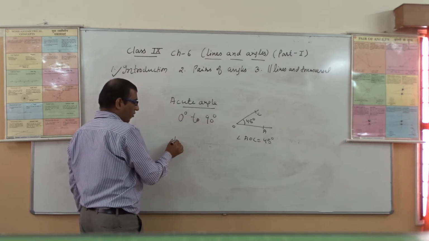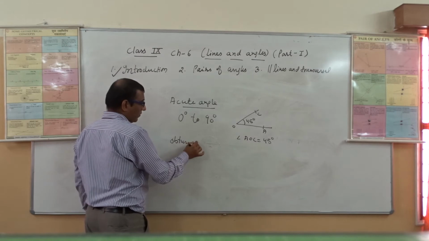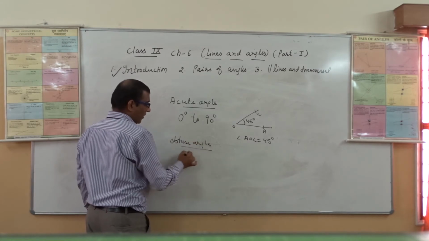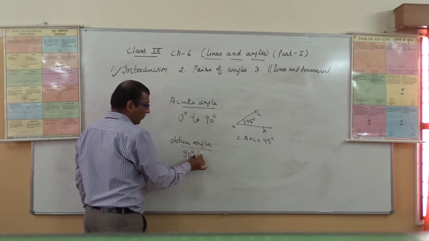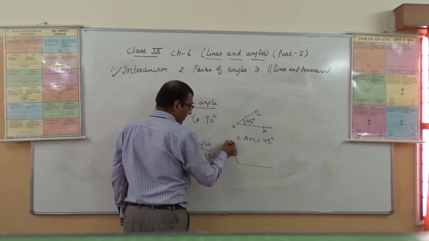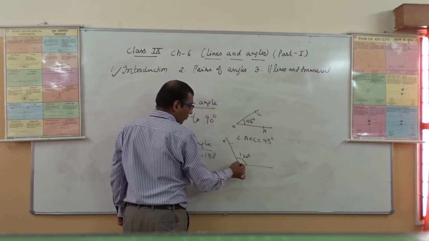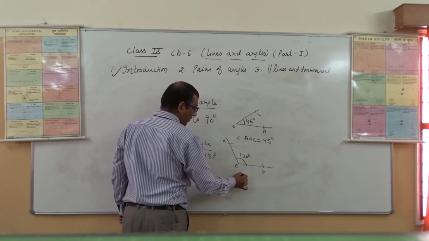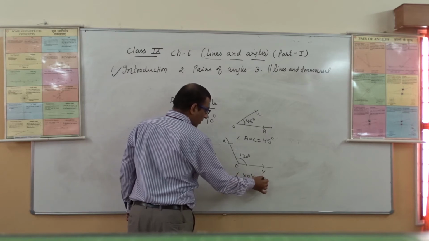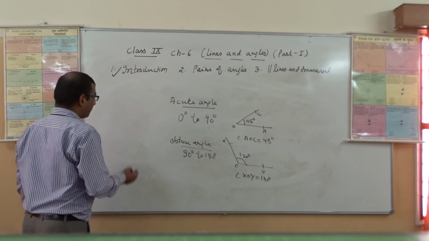If I am taking obtuse, it is the angle which lies between 90 degree to 180 degree. For example, this is the diagram of 120 degree. If I am taking X, O, Y, then we can say angle XOY equals 120 degree, and it is the diagram of obtuse angle.